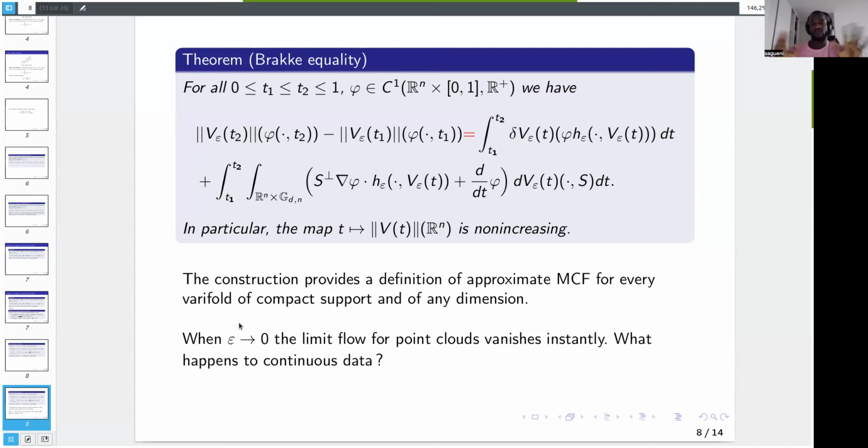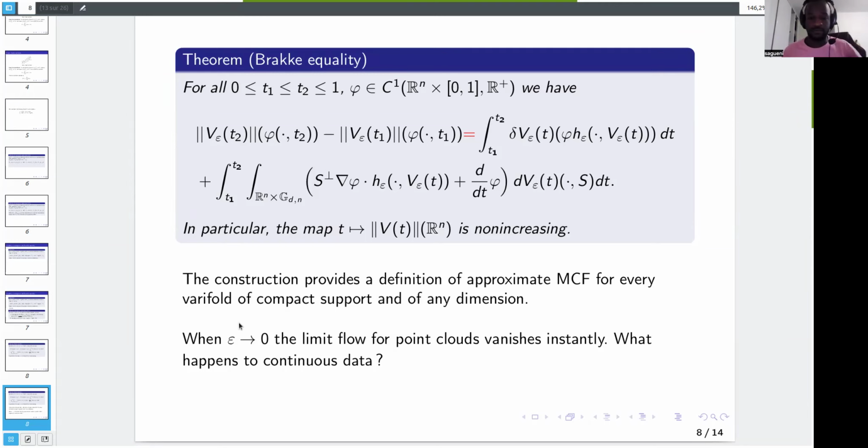So the mean curvature flow would not make sense. But what if you take mean curvature? What if you take point clouds conversion to a submanifold? Sorry, I'm just going to put the light on. We have point clouds conversion to a submanifold.